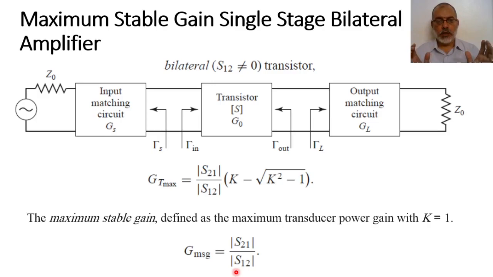These are the design equations for a single stage bilateral amplifier to obtain maximum gain. In the following video, we are going to present a numerical example for such a single stage bilateral amplifier, to find out how to design the input matching network and output matching network and how to obtain the gain in this case. So see you in the next video.